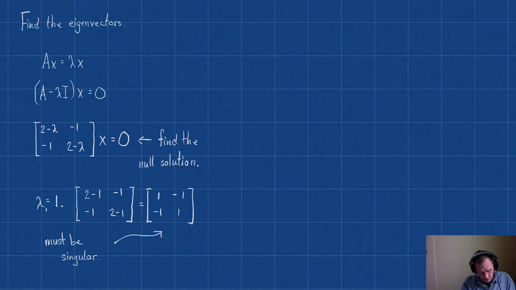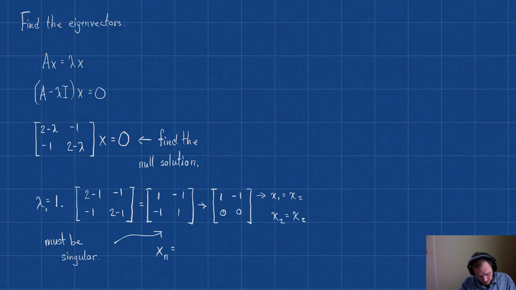Let's row reduce this, and we're going to come up with 1, minus 1, 0, 0. The null solution says the first line is x1 equals x2, and we have a pivot in the first column, so x2 is free. So our null solution is x2 times 1, 1. That was one of our eigenvectors.